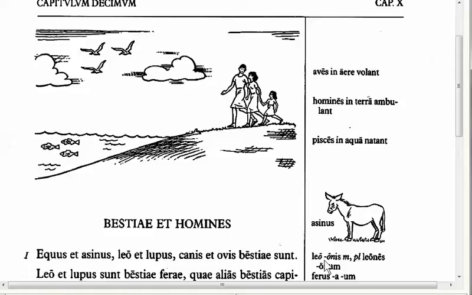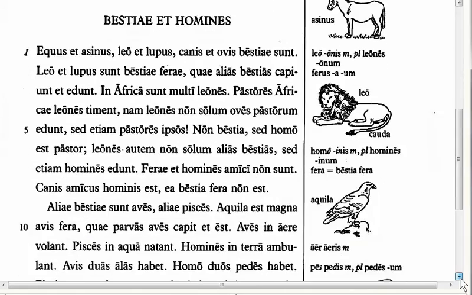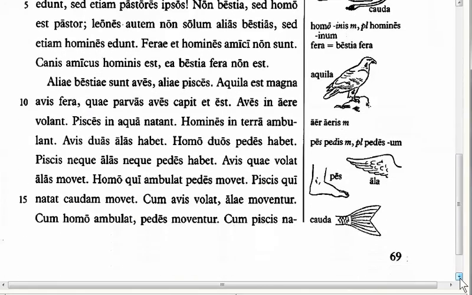So we will have exceptions, but it's nice to have a starting point, so we can just memorize the exceptions. Okay, so let's look now. The next feature I want to point out is in line 15. Let's scroll down to line 15, and we see piscis qui natat cauda movet, cum avis volat alae moventur. Here we have, when a bird flies, the wings are moved, alae moventur.